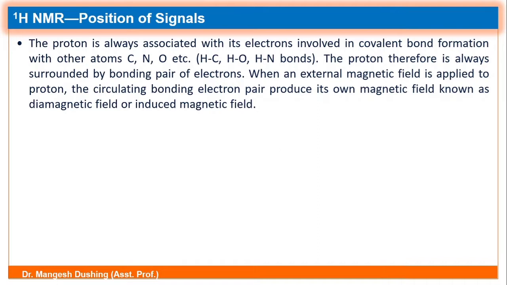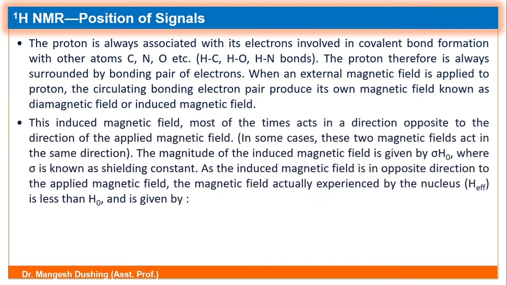So the nucleus, the protons, are spinning around their own axis, and that's why they generate their magnetic field, right? Whatever nuclei have a spin quantum number greater than 0 are magnetic. But apart from that, electrons are revolving around the nucleus, around the proton, and electrons are negatively charged. Because of this revolving around the nucleus, this negative charge produces its own magnetic field. Although this magnetic field is very small, it is generated, and this magnetic field is called the diamagnetic field or induced magnetic field.